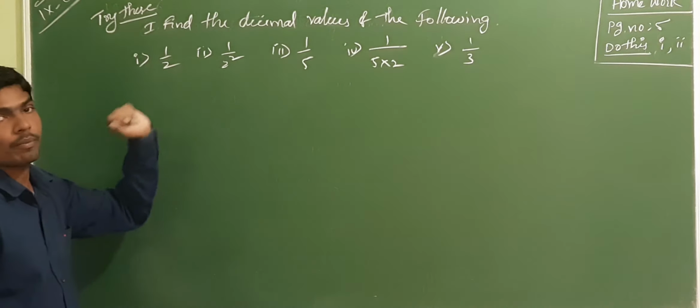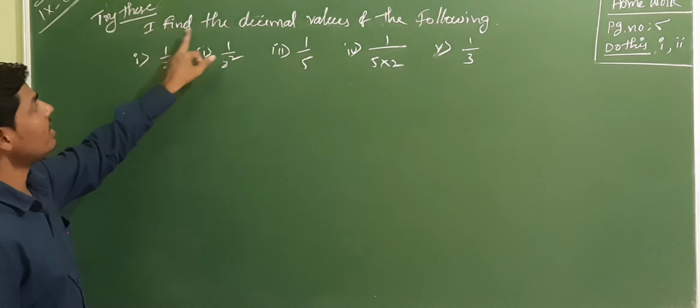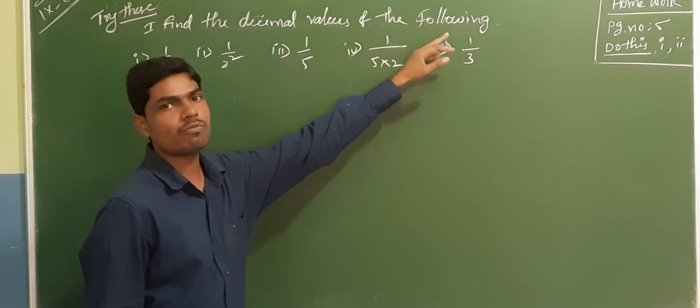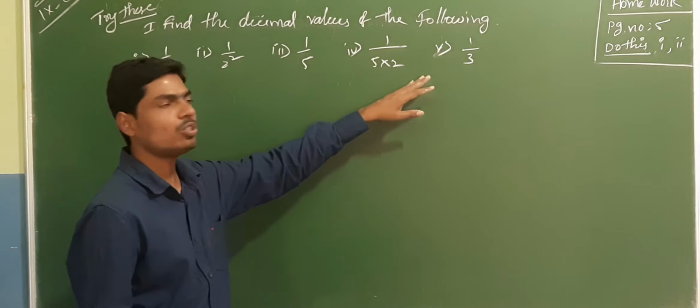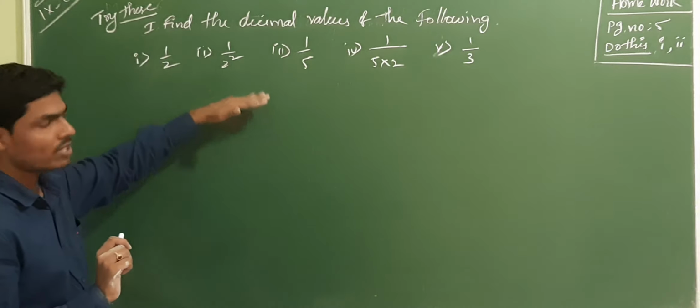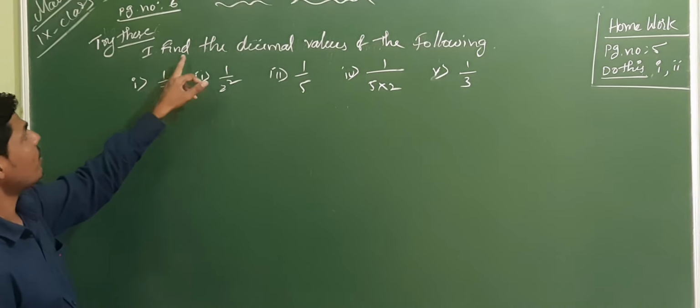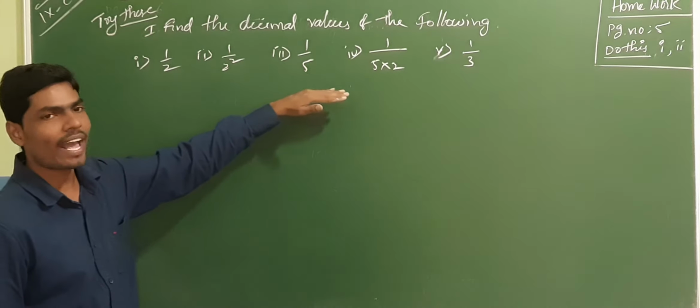Coming to this problem, here on page number 6, try this. Find the decimal values of the following. Here I have taken only 5 problems; the remaining problems you take as homework, from page number 6, Try this. So observe these problems first. We need to convert these into decimal values. These are all fractions.